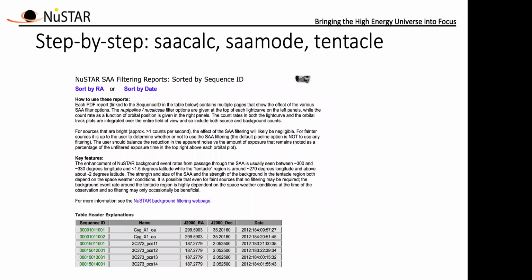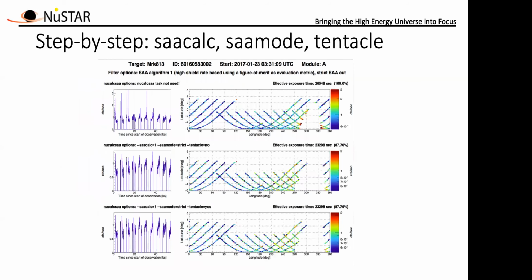So you can go to the background filtering reports, and there's a long description of what's in there, and then there's all of your ops IDs, all of the NuSTAR ops IDs are there, and you then find your source by the number, and then you can click on that, and then you get something like this. So that shows you latitude and longitude of the NuSTAR track as it's going across the Earth.